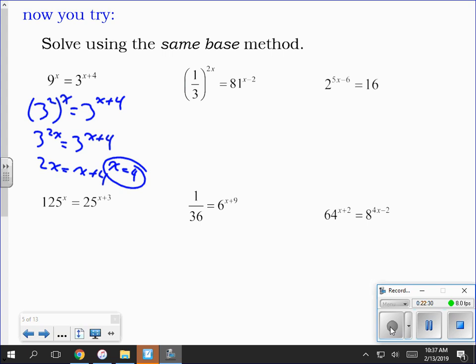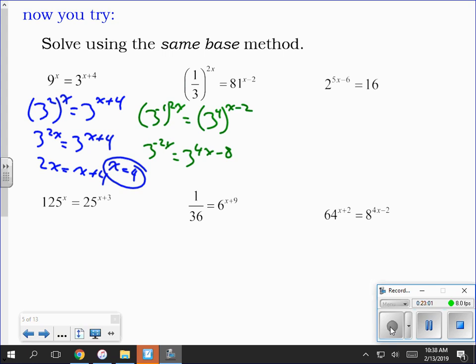Next one, I'm going to write them both as powers of 3. That's the easiest thing to do. 1/3 is 3 to the negative 1. So I get 3 to the negative 1 to the 2x is equal to 3 to the 4th power to the x minus 2. So they're both base 3. So that means 3 to the negative 2x equals 3 to the 4x minus 8.